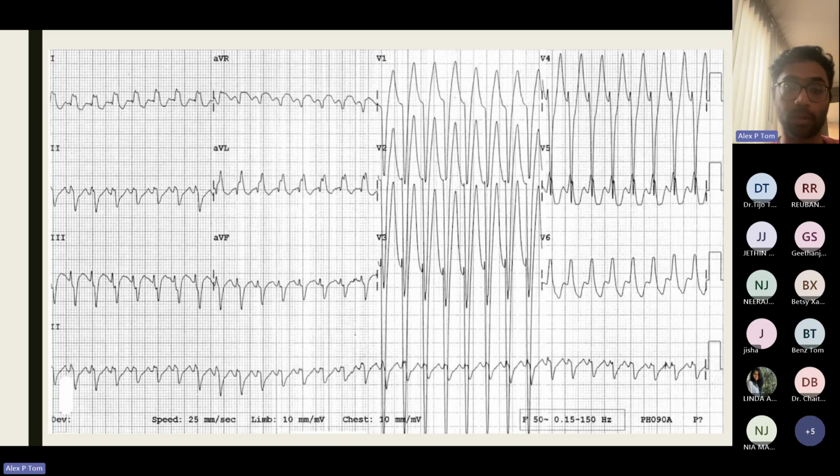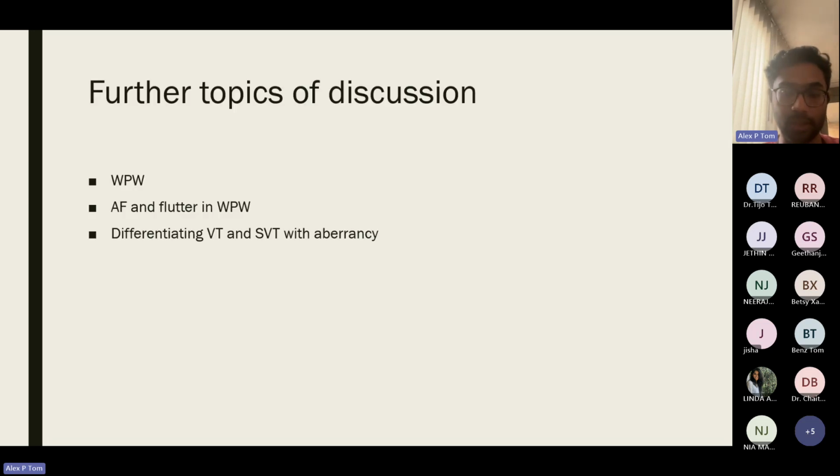This is how it would look. Regular broad complex tachycardia just looks like VT. So it's nice to discuss WPW and AF, and differentiating VT and SVT with aberrancy. But it will get very deep if we continue to go down. You can have a look at these topics, and it will help you if you want to understand more.